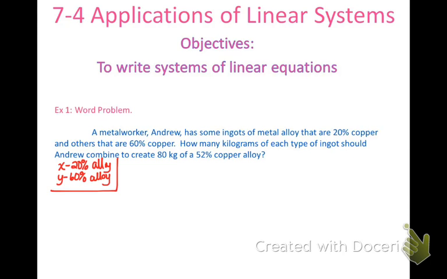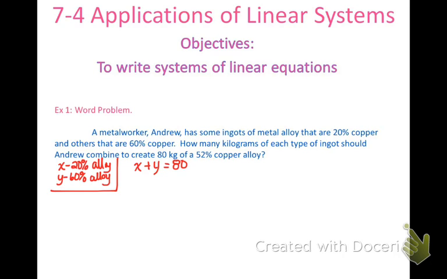So first of all, we're going to make the weight. How much of each kilogram do we need to make? So we're going to start with the weight. I'm going to take my 20% alloy plus my 60% alloy, and it's going to equal 80 kilograms. Altogether, the weight has to be 80 kilograms.